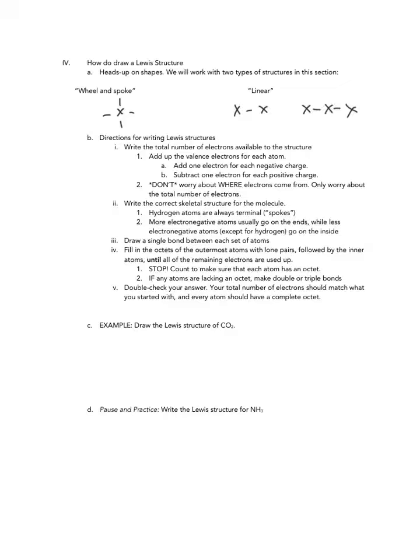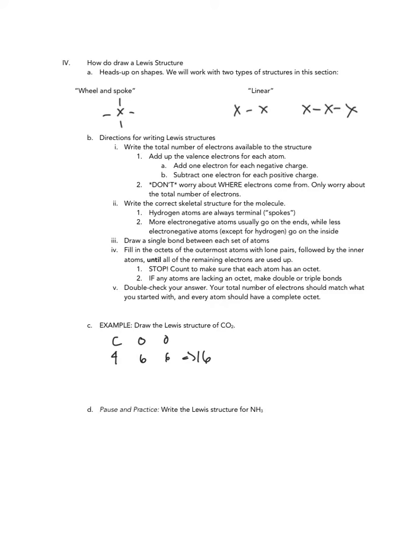So let's start with CO2. First we start by counting the number of valence electrons in each atom. Carbon has 4 valence electrons, and each oxygen has 6. 4 plus 6 plus 6 gives us 16 electrons to work with. Don't worry, we don't have any charges because CO2 is neutral, so we keep the same number of electrons.